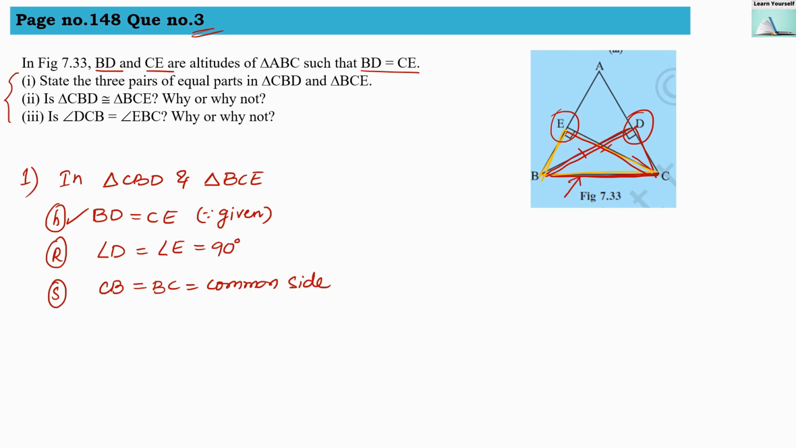So as per RHS criteria, these both triangles are congruent with each other. So the second question's answer is triangle CBD is congruent with triangle BCE. So yes, as per RHS criteria, they both are congruent.